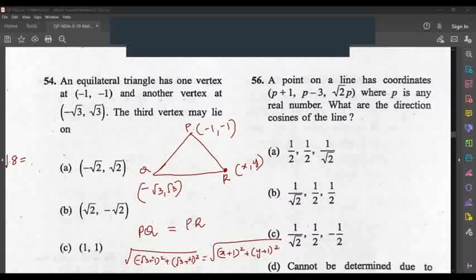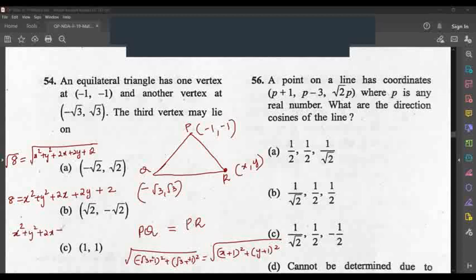So 8 is equal to, so here there is a root over here. So root 8 is equal to, in this side you will get root of x square plus y square plus 2x plus 2y plus 2. So you can write 8 is equal to x square plus y square plus 2x plus 2y plus 2. Okay, so you can rewrite this equation as x square plus y square plus 2x plus 2y is equal to 6. 8 minus 2, 6.